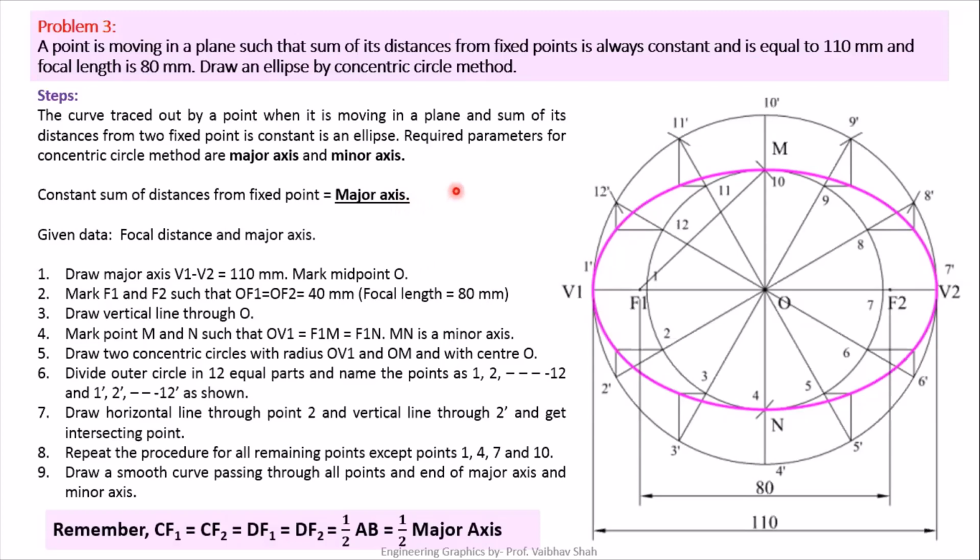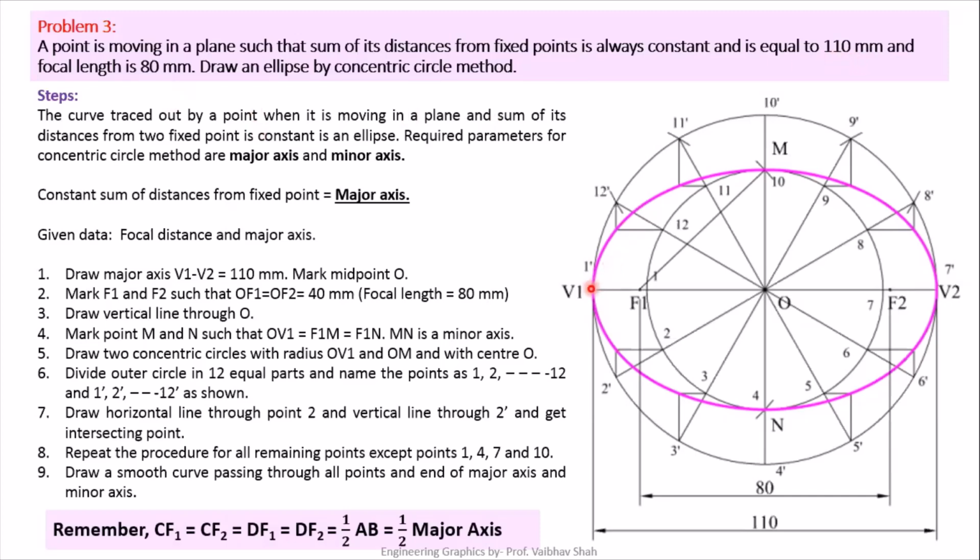So let us remember the definition. I have told you that you have to remember this term: P1F1 plus P1F2 is equal to P2F1 plus P2F2 is equal to the major axis. It was the term in which the summation of the distances of a point from the two fixed points is always constant, and it is exactly equal to your major axis. That means the dimension of the major axis is given, and the focal length is given.